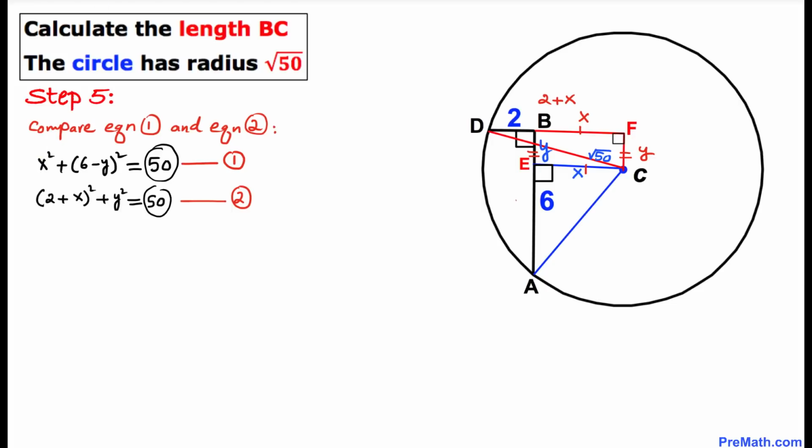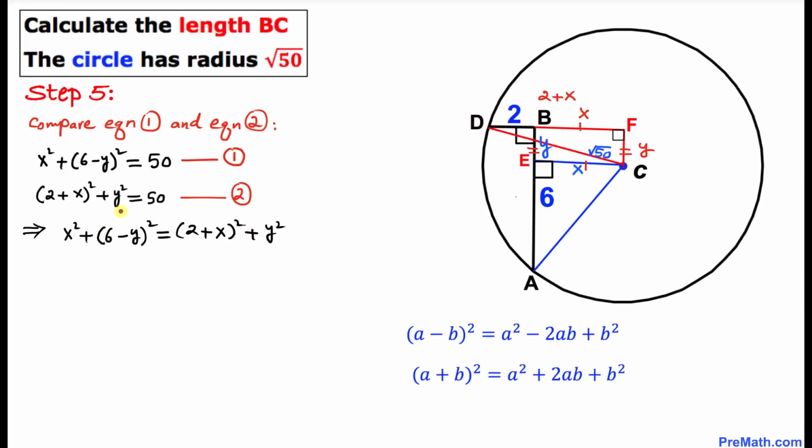That means we can equate the left hand side. All right, so I can write x square plus (6 minus y) square equal to (2 plus x) square plus y square. And now let's go ahead and simplify, and we are going to expand these two binomials by using these two formulas. So let's go ahead and get started.